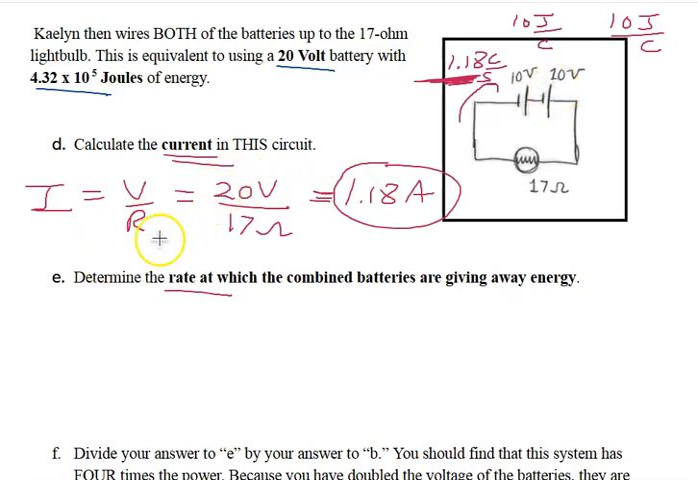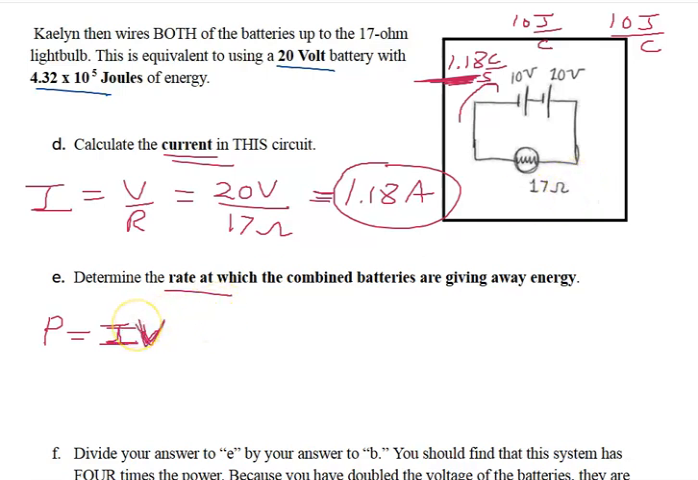So that's going to come into play for the logic question down in F. Okay, so now we're going to figure out how quickly the combined batteries are giving away energy. So the battery power formula, we're going to learn the power for appliances using energy, which not surprisingly is going to have to do with resistance.